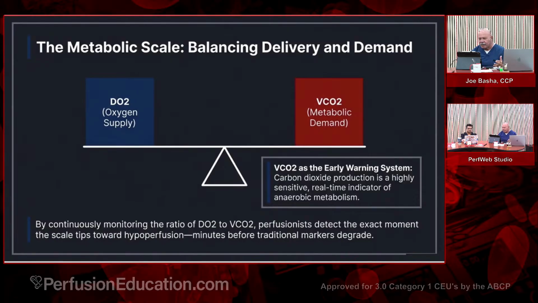So here you see this scale, DO2 delivery, and what your metabolic demand is with your CO2 content. And it is an early warning system. CO2 production is highly sensitive and is a real-time indicator of anaerobic metabolism at the cellular level. And that can be due to shunting from one place or another. So you may not know exactly where the problem is, but it will be an early warning that something is going on somewhere. Right. And I think that's very interesting, and maybe something that we should be doing more of.